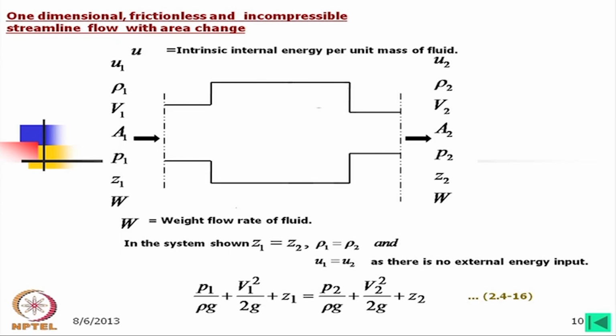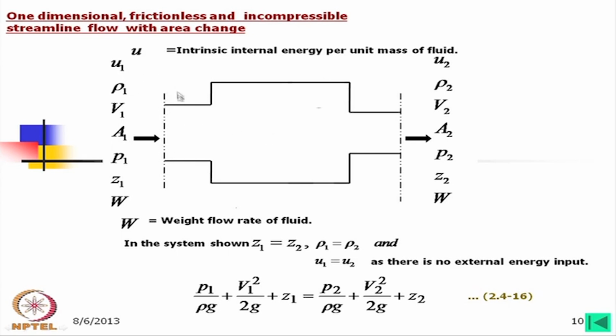Now, let us consider one dimensional frictionless and incompressible streamline flow with area change. In this case again we have considered a conduit, which has inlet area A1 and outlet area A2, in this closed vessel or closed tank.